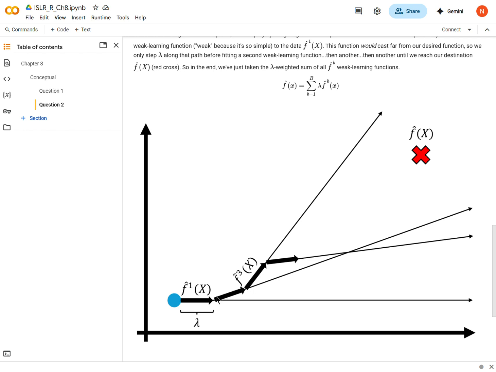And then we repeat that process. So again, f2 hat is going to cast us in some direction, but we step along at lambda, and that lands us somewhere, and then we fit another function, and so on and so forth. We kind of snake our way up to the ultimate function here. So all that we've done during all of this is exactly what's portrayed right here. We have taken the sum of lambda-weighted f hat values, where each f hat b is some weak learner. Maybe it doesn't even have to be a weak learner, but just some learner that we don't have complete trust in.